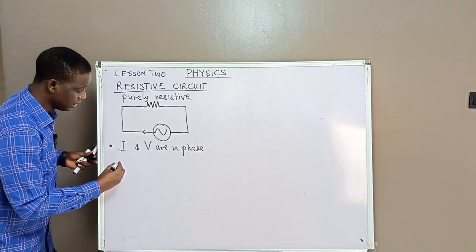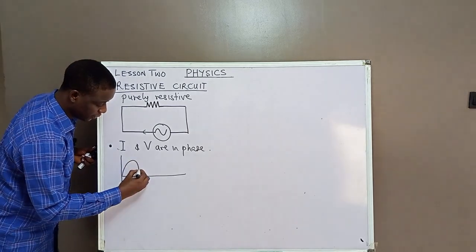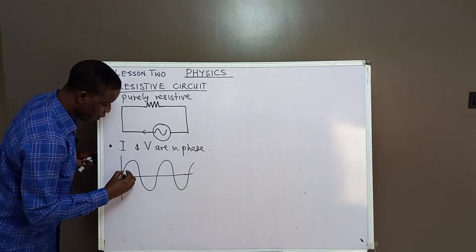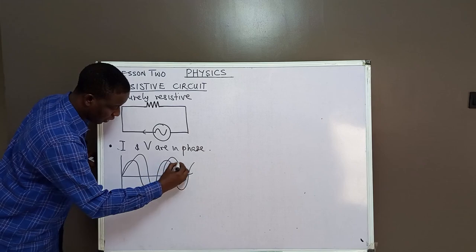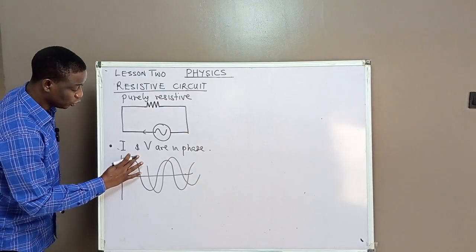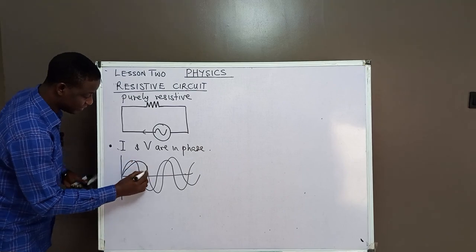And how do we know they are in phase? Look at this circuit diagram. This is how to know. When you draw the AC waveform, this is what you are going to have. Meaning that the current and voltage all started from the same source at the same instant, so they are in phase.